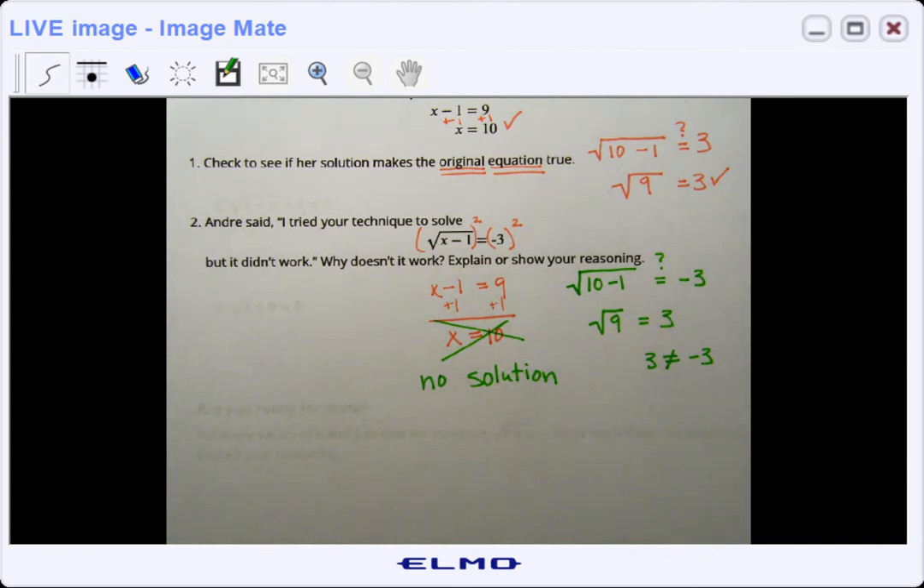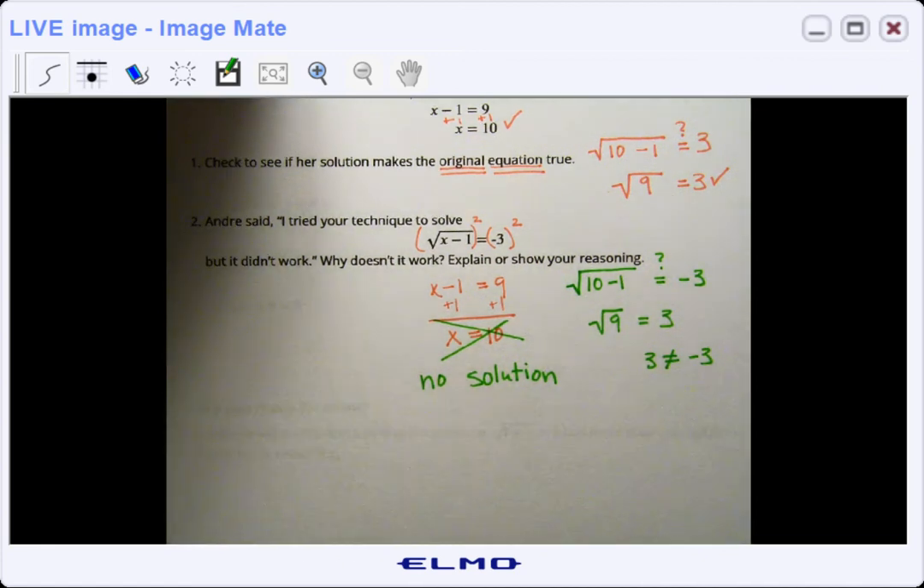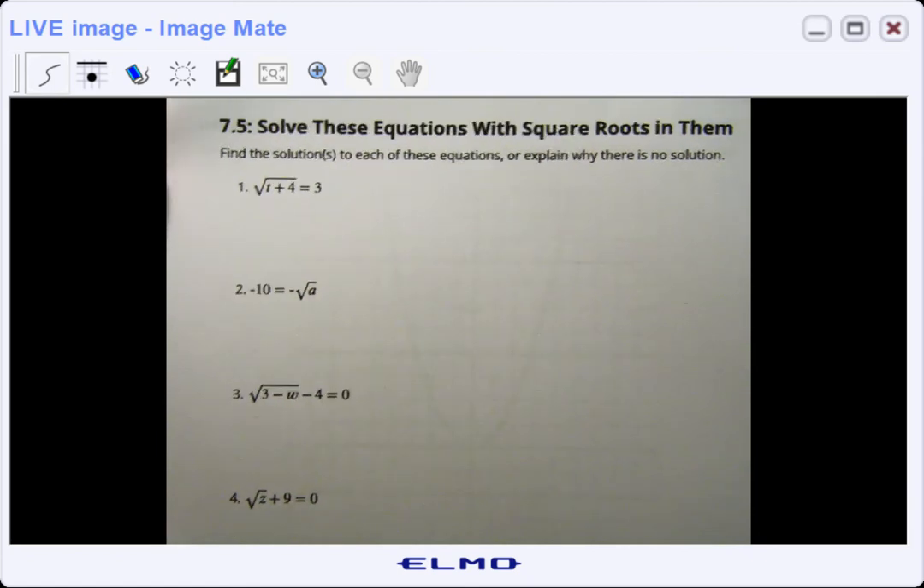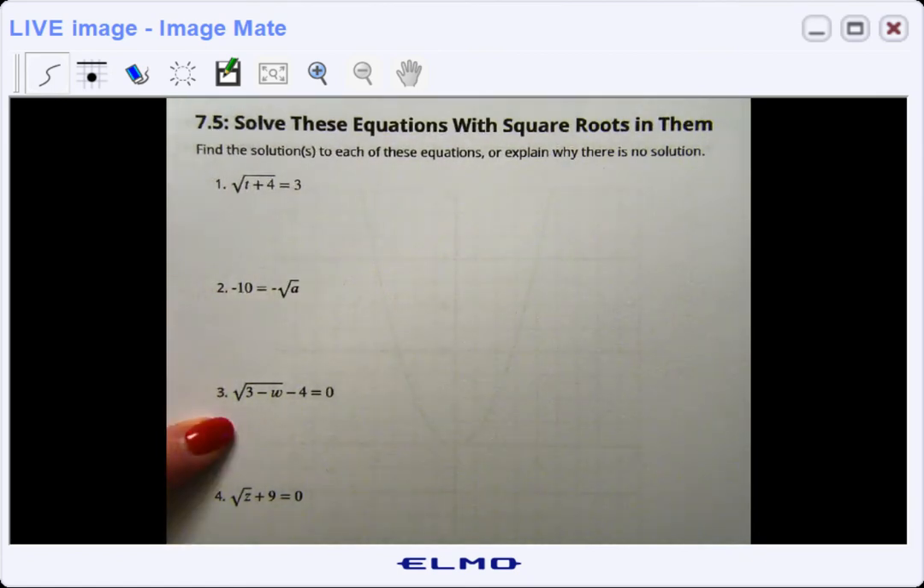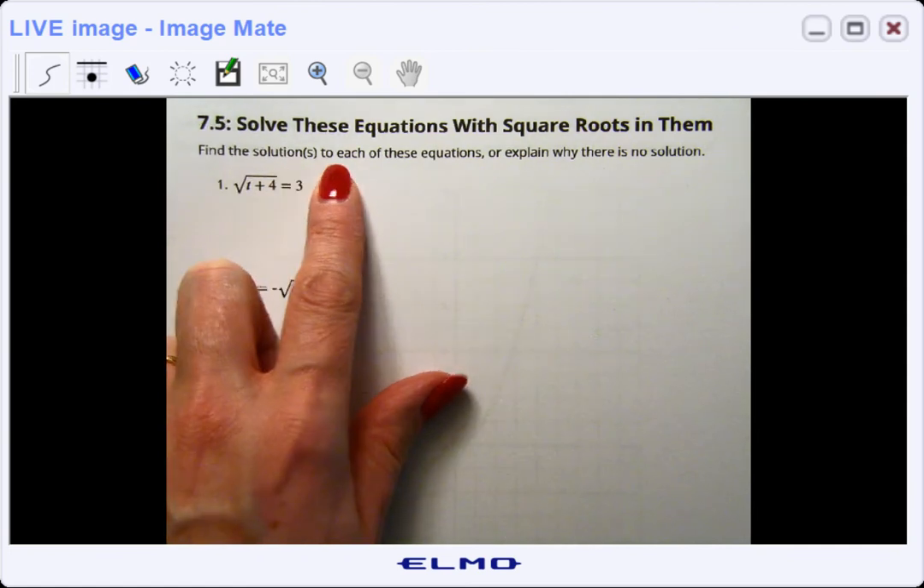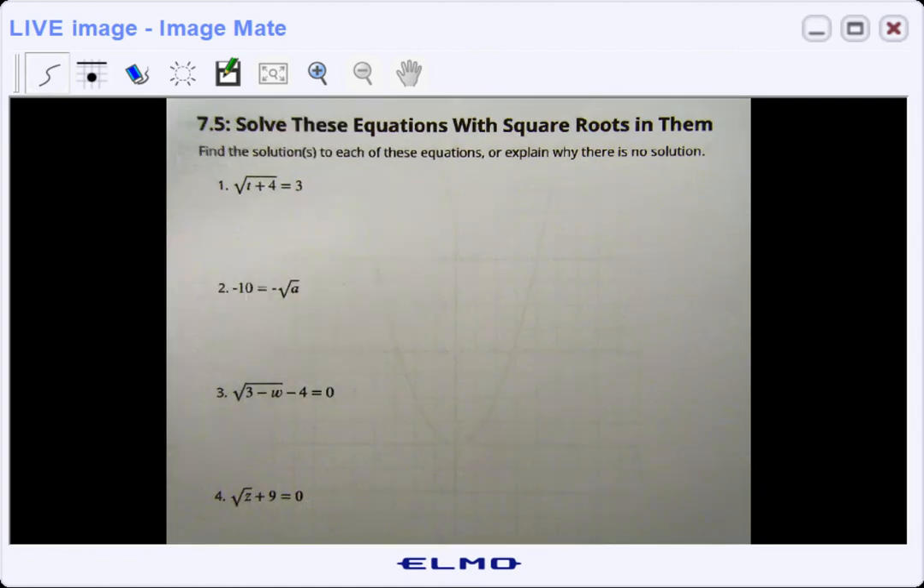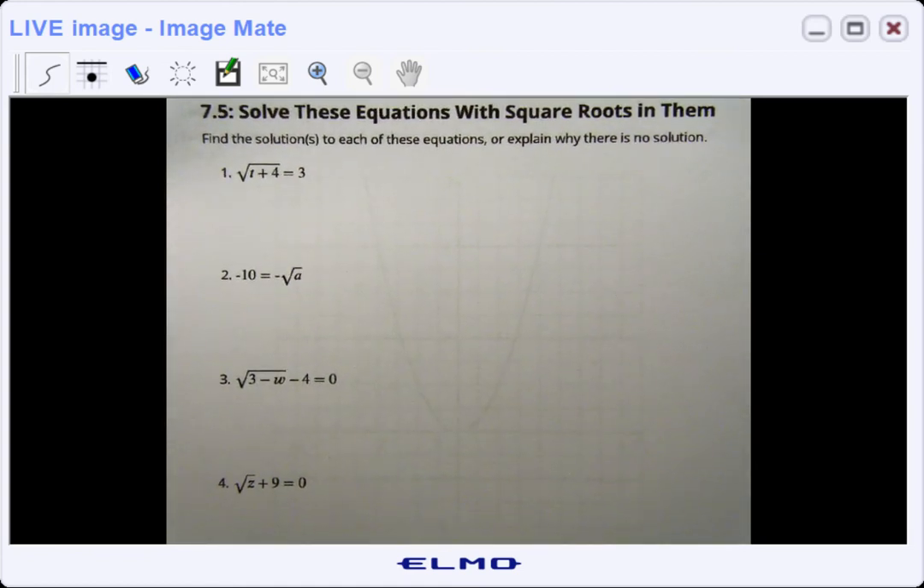All right. This is the longest video ever, but we have one more section to get through. So what I would suggest for you guys here is to pause the video right now and give these 4 equations a shot. It says find the solution to each of these equations or explain why there is no solution. So I would recommend pausing the video, like I said, and then work them out and check your understanding by going back and playing and seeing my work and how it works out.